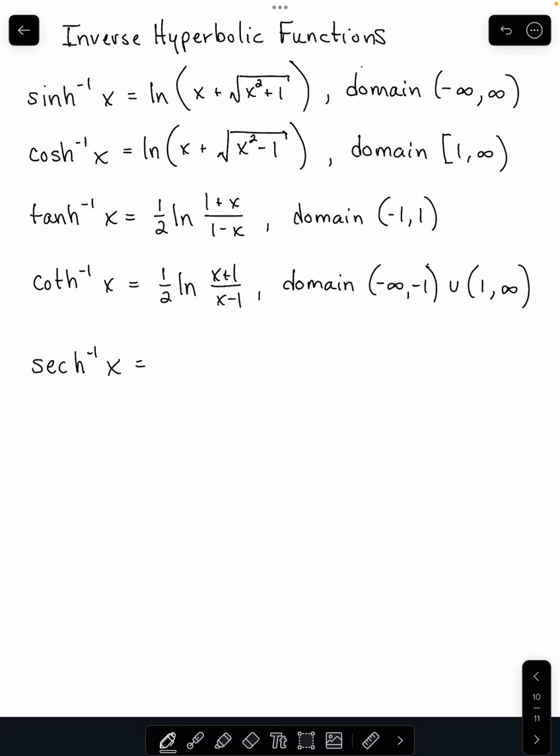And now for the last two, inverse hyperbolic secant of x, which is equal to the natural logarithm of 1 plus the square root of 1 minus x squared, all over x. Now, inverse hyperbolic secant is going to have a domain that matches the range of hyperbolic secant, which was only 0 to 1, open on the 0, closed on the 1.